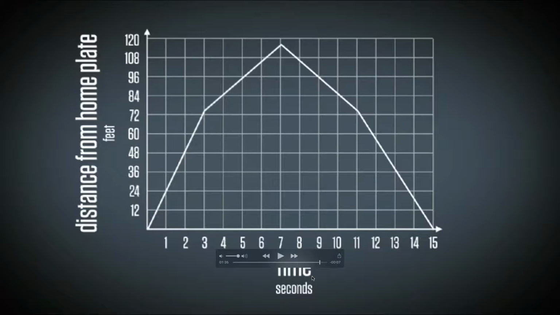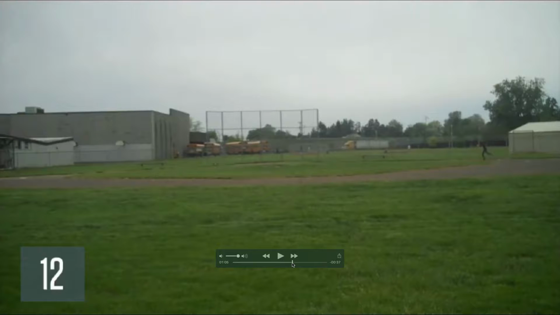What do you think the corners represent on there? We have a corner here, corner here, corner here. The bases. Okay, but remember, we're not doing speed, we're doing distance from home plate. So he's running away from home plate. At what point is he the furthest away from home plate? Yep, right there.